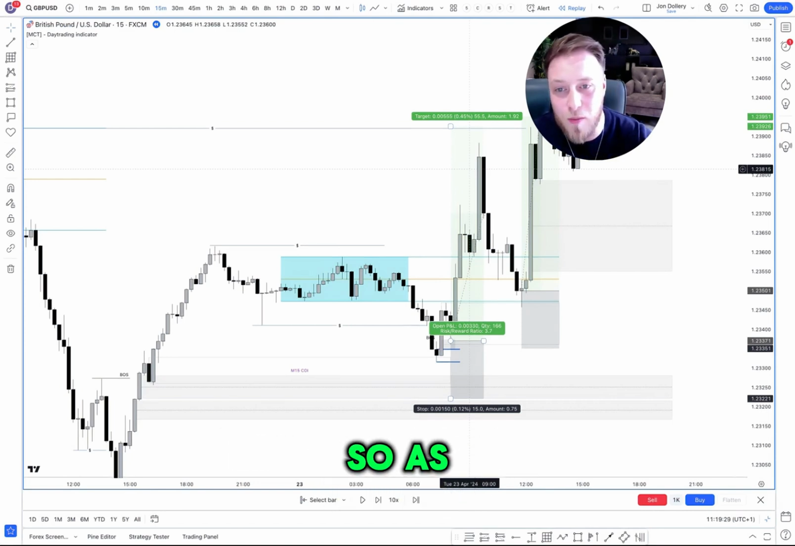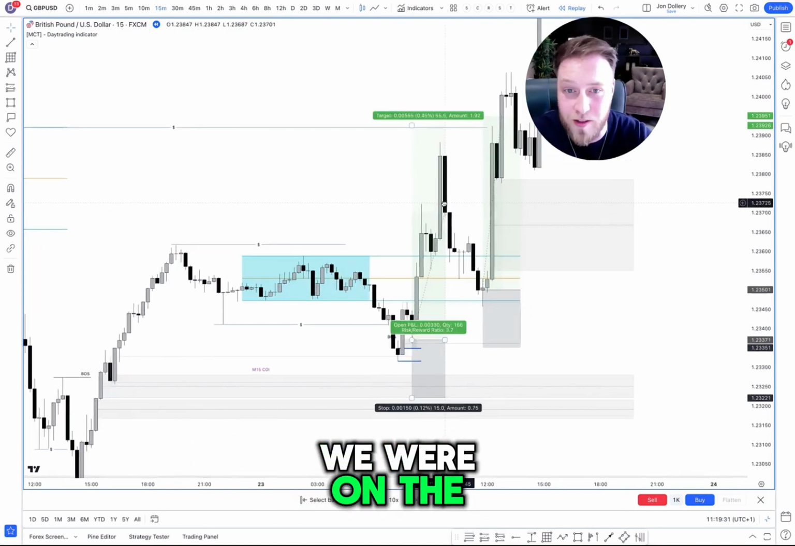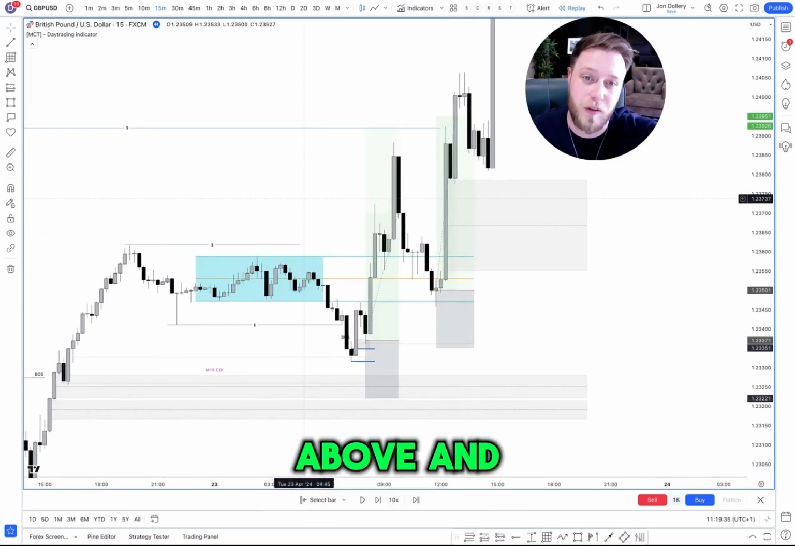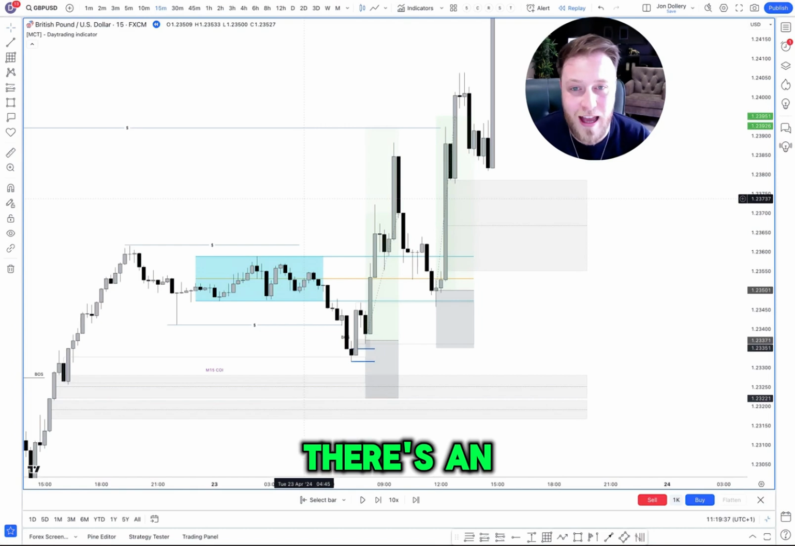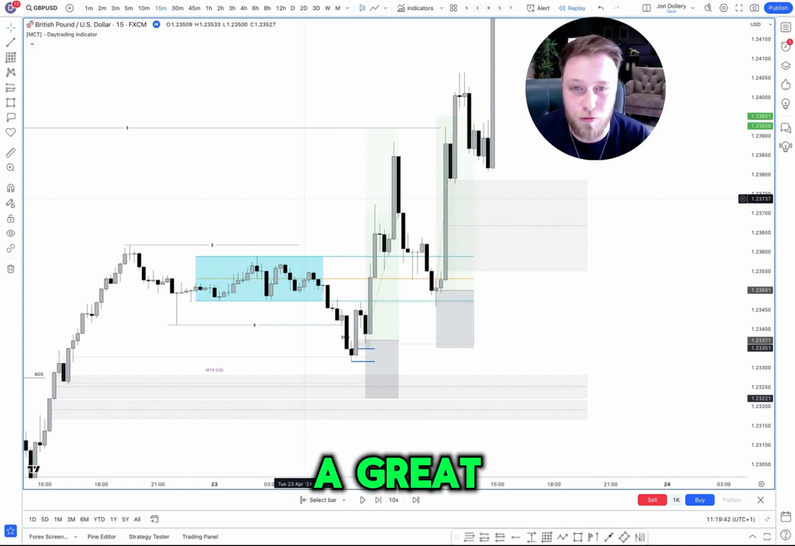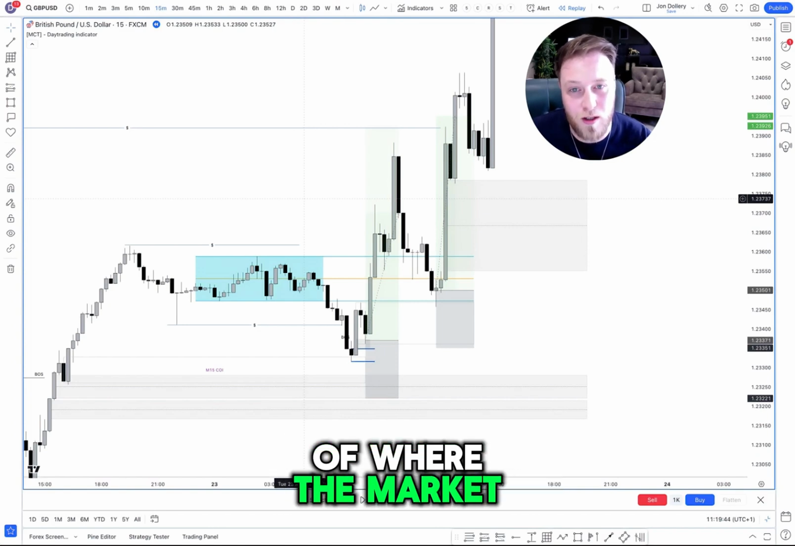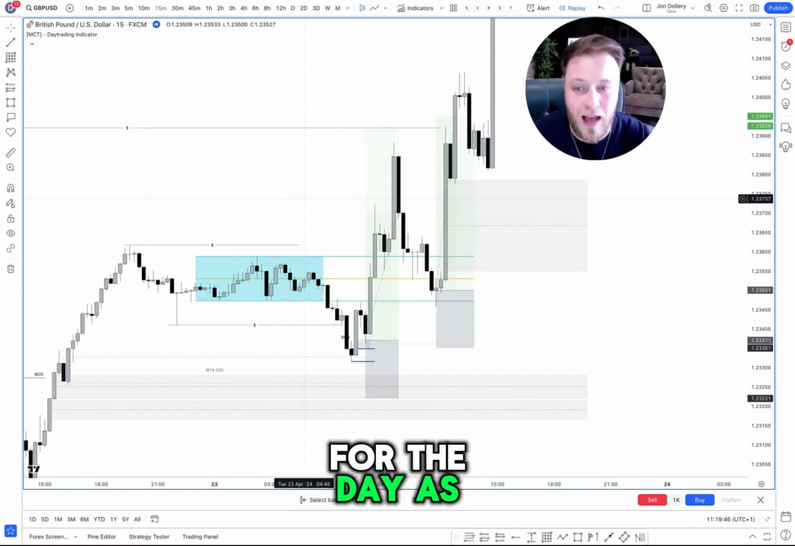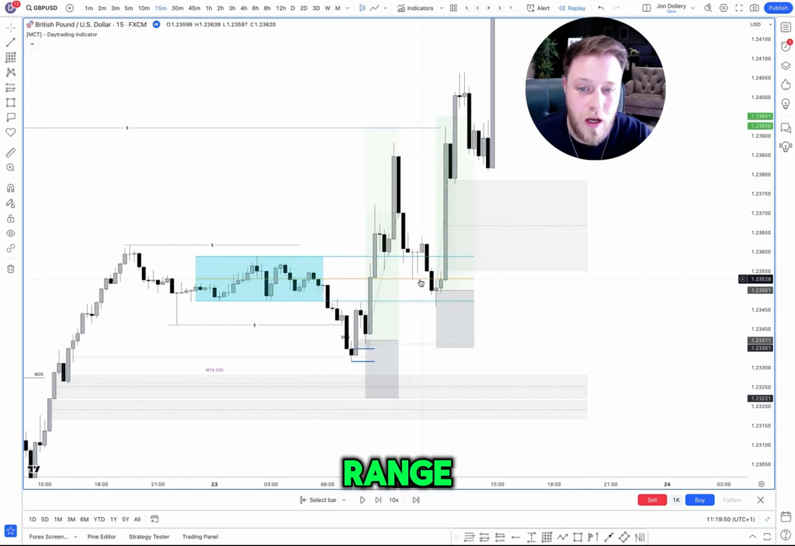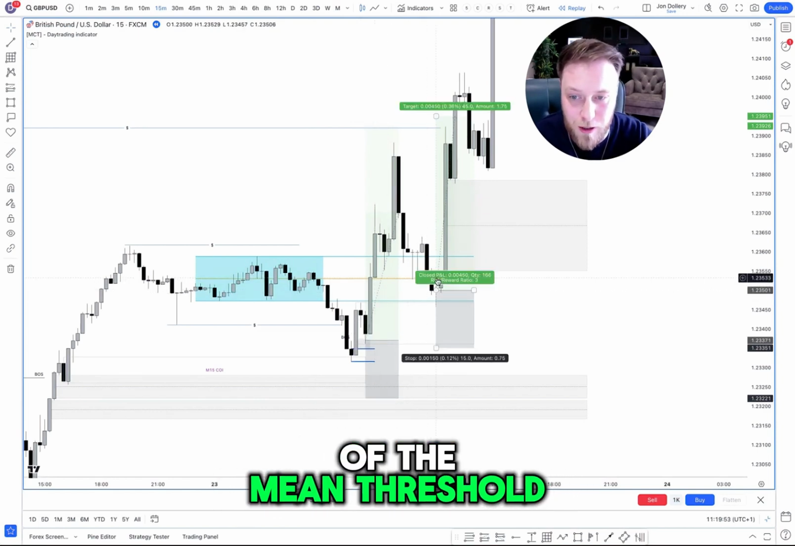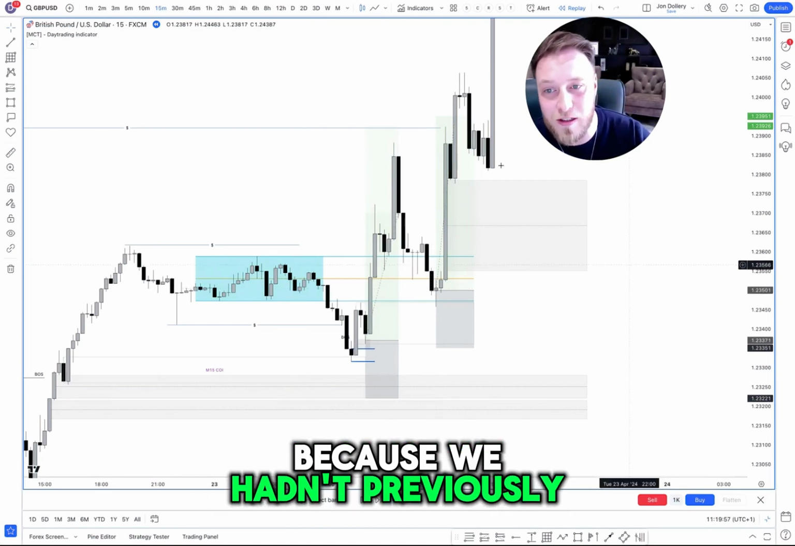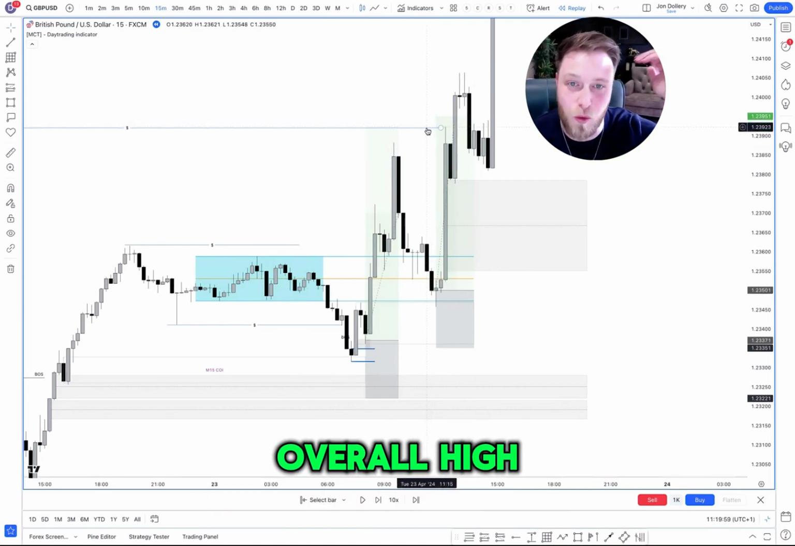So as the market pulled back, we were on the session, I was talking about how once we break above and retest, there's an area inside of the Asian range that we like to utilize. That 50% range is a great equilibrium range of where the market has set itself up for the day. As we can see, the market did make that opportunity with an inefficiently priced range. We utilized the level of the mean threshold here, and we managed to get a second opportunity because we hadn't previously actually taken out the overall high just yet.